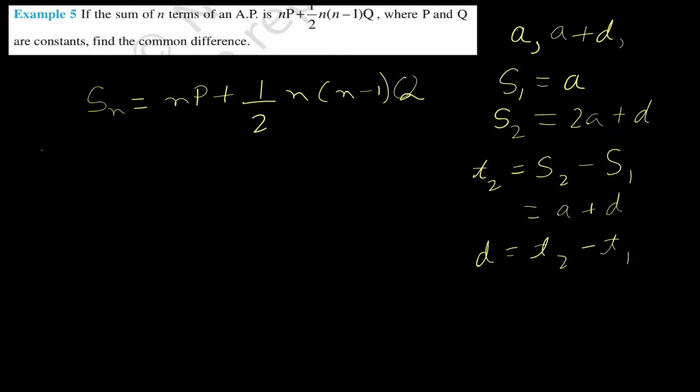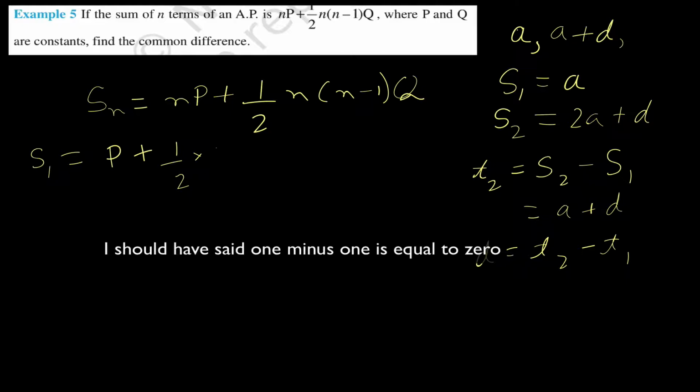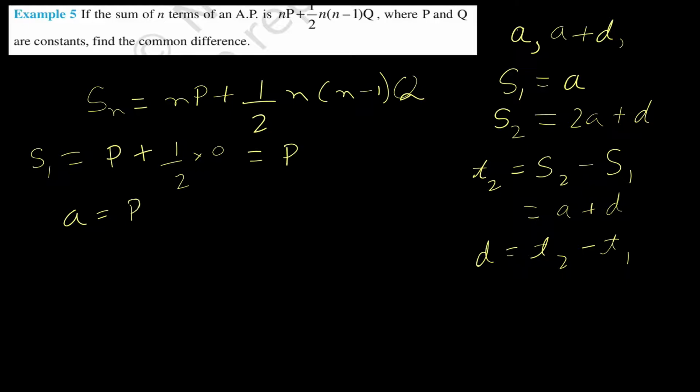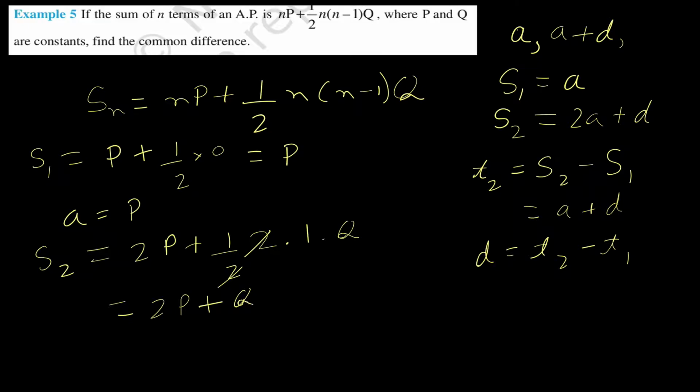So let us start by finding s1. s1 will be equal to 1 times p, which is p, plus 1 by 2 times 1 minus 1, which is 0, so everything becomes 0. So s1 is equal to p. Therefore we get our first term as p. Now let's find the sum of the first two terms. The sum of the first two terms will be 2p plus 1 by 2 times 2 minus 1, which is 1, times q. Therefore we have the sum of two terms as 2p plus q.